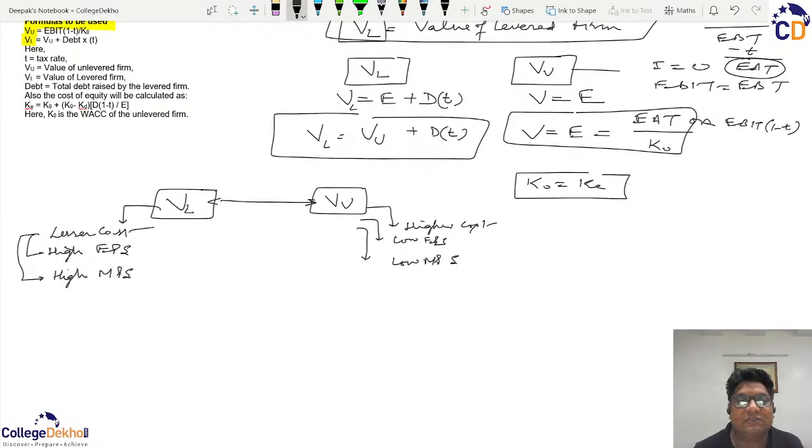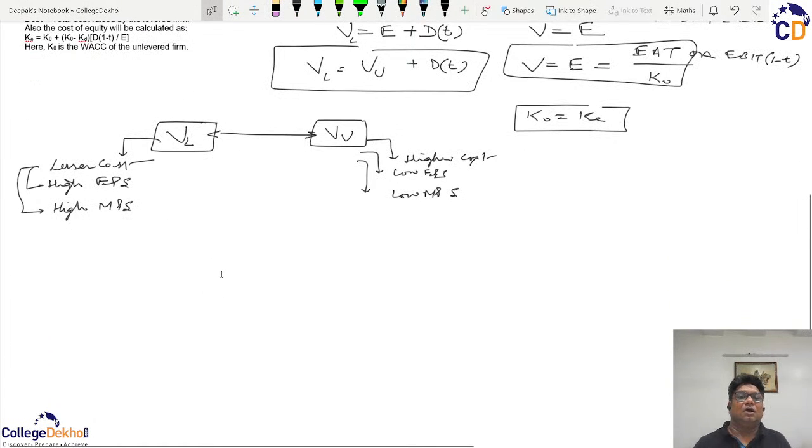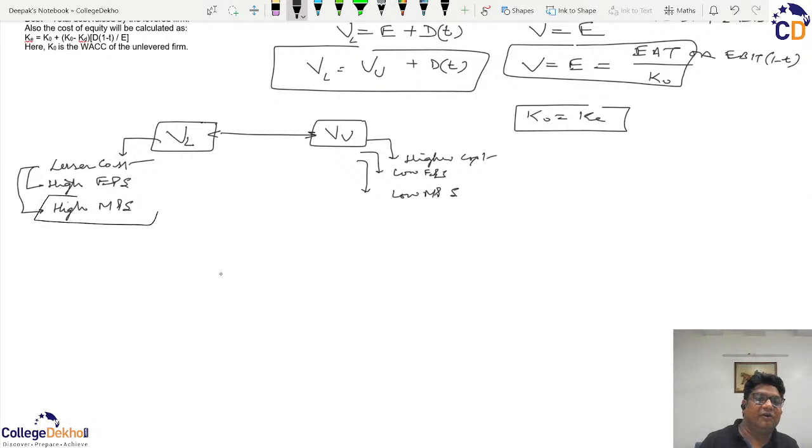Therefore, their price has to be similar, except that one is levered and the other is unlevered. So this theory starts with this assumption that because of the lower cost, this levered firm will have a higher market price as compared to the unlevered firm.